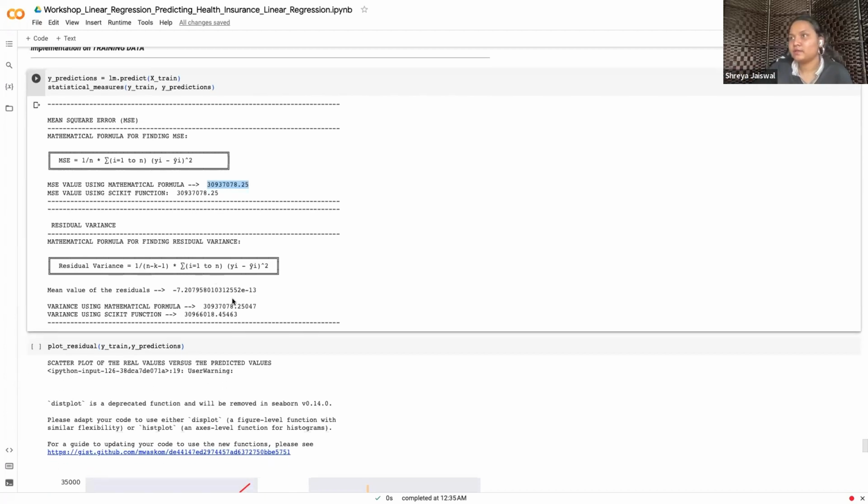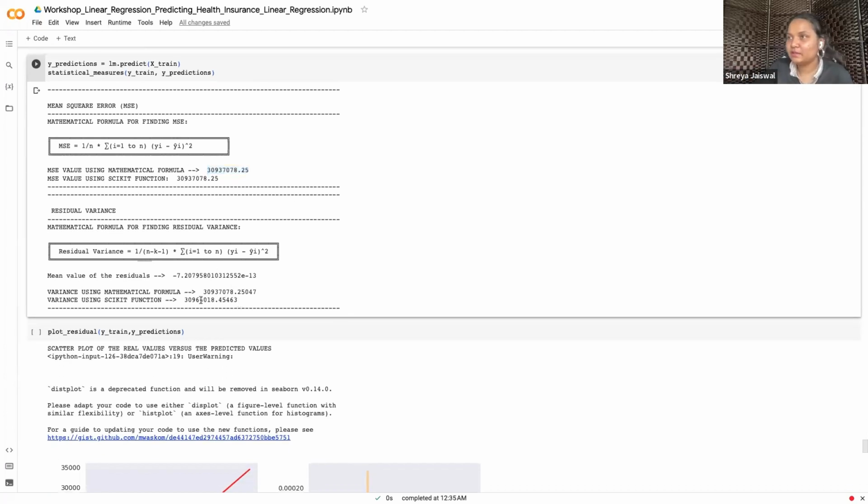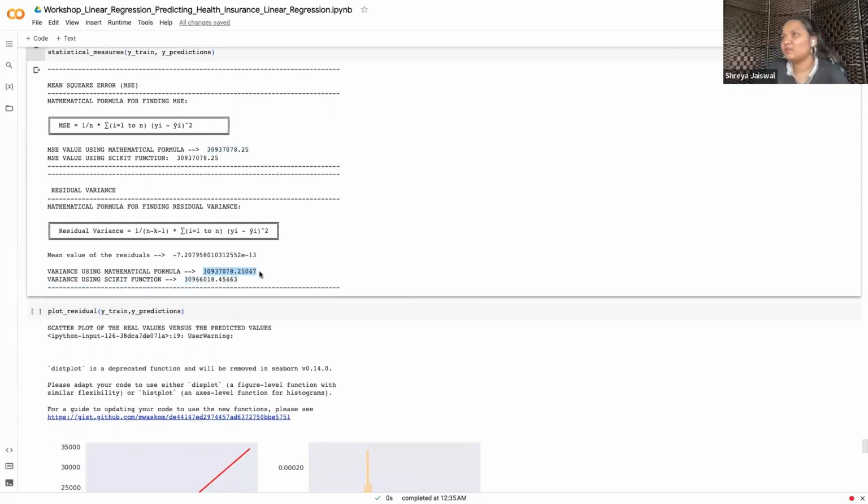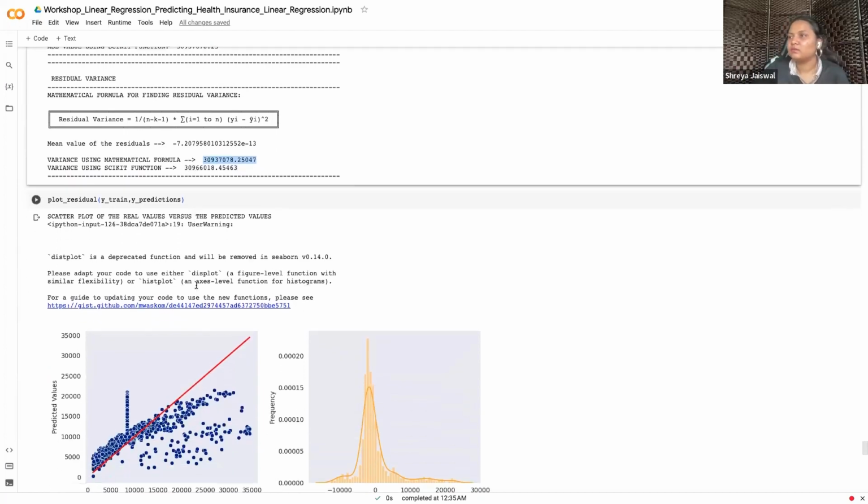Similarly, I tried this for variance as well. For variance, there was a slight difference, but it seemed to be close enough. So yeah.